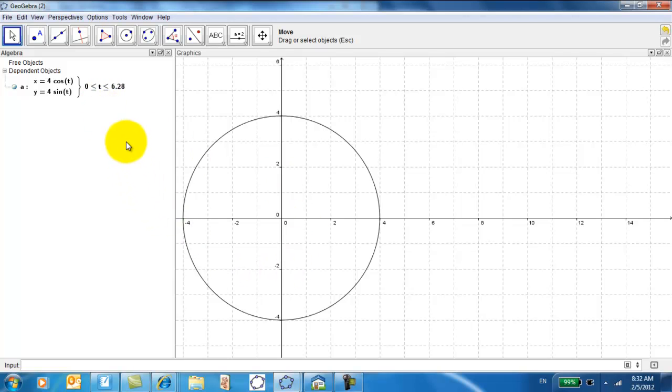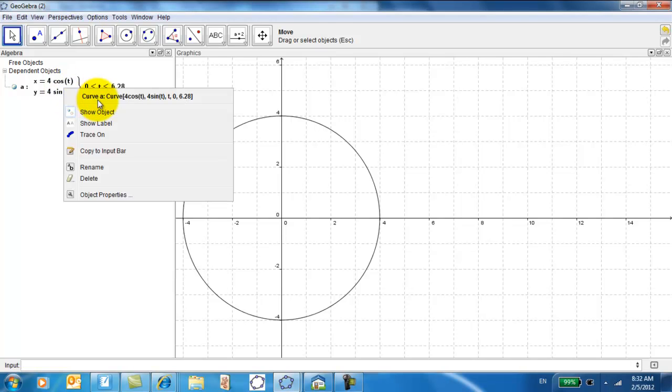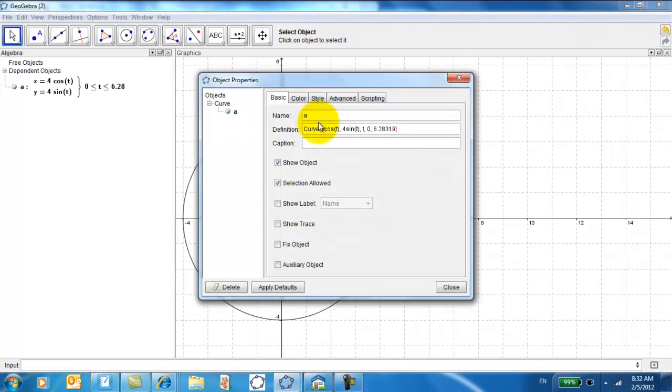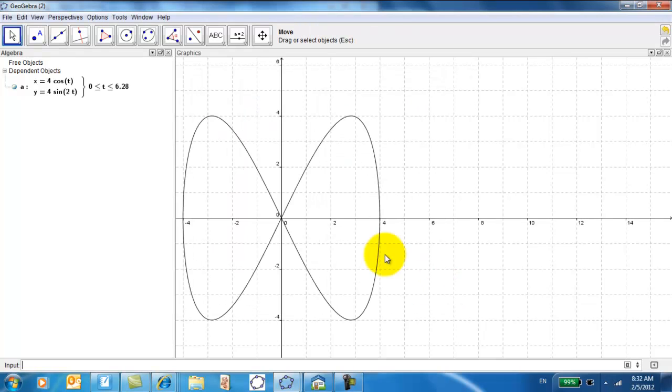Now it's very easy for this, just change this to maybe cosine 2t. So I'm going to right click, and let's go back to object properties here and change this to sine. Let's just sneak a little 2 in here. See if that makes a big difference. It did. It makes a very strange looking curve there. It's called a Lissajous curve. And let's take a look at our notes here.